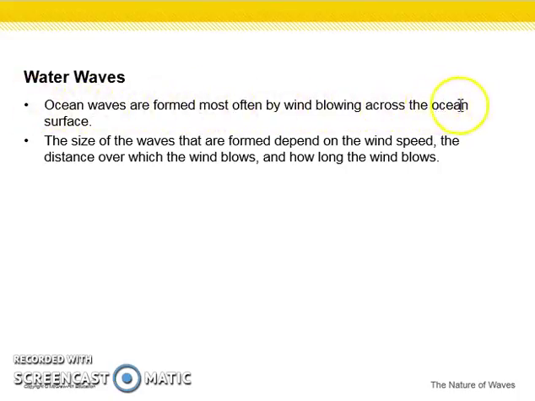Ocean waves are formed most often by wind blowing across the ocean's surface. And in addition, the size of the wave that is formed depends on the wind speed, the distance over which the wind blows, and how long the wind blows. Those three things make up the size of the wave. Make sure that you know it's all three.